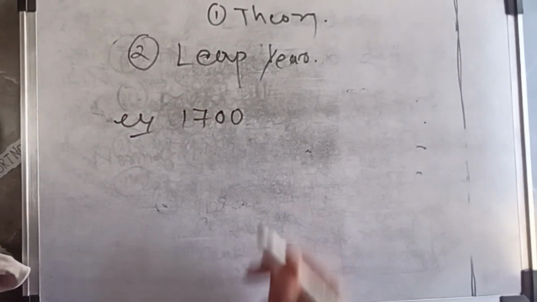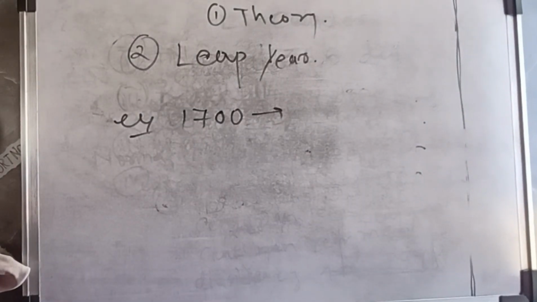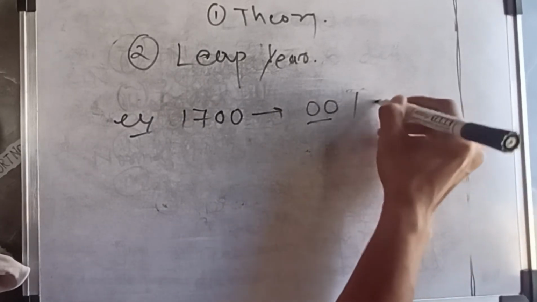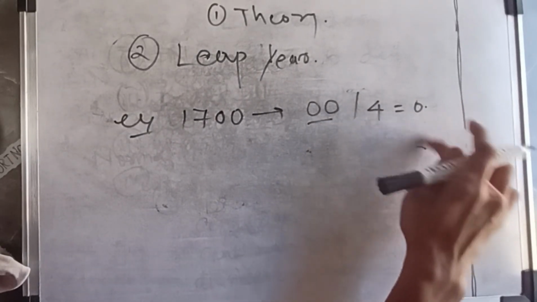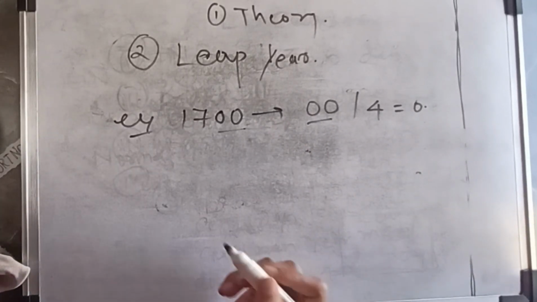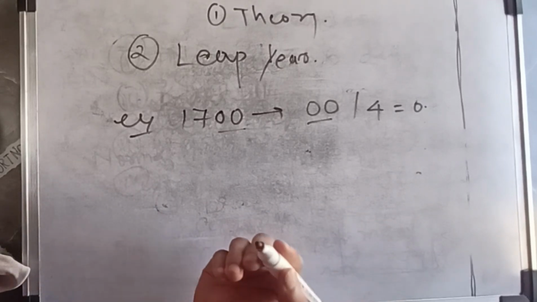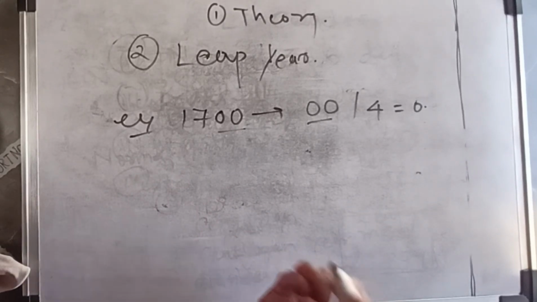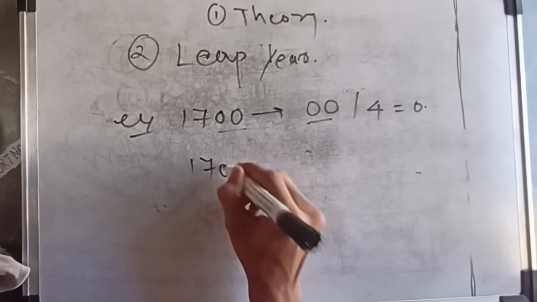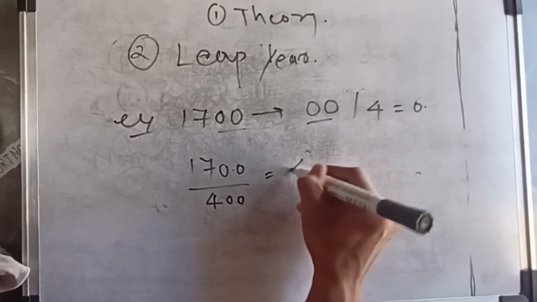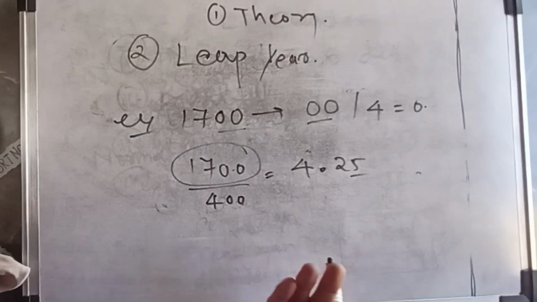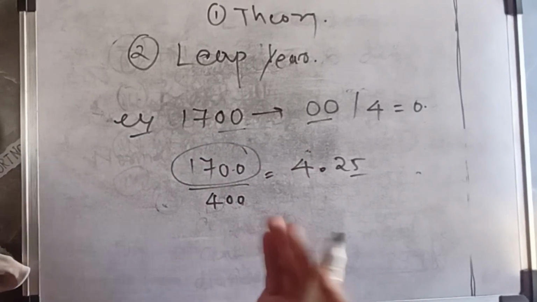But if you take 1700, is 1700 a leap year? We can say that 00 is divisible by 4. But we forgot about the second rule: if it is a centurion year, we must check if it is divisible by 400 or not. So see if 1700 is divisible by 400 or not, which is absolutely not. So 1700 is not a centurion leap year, so it is not a leap year.